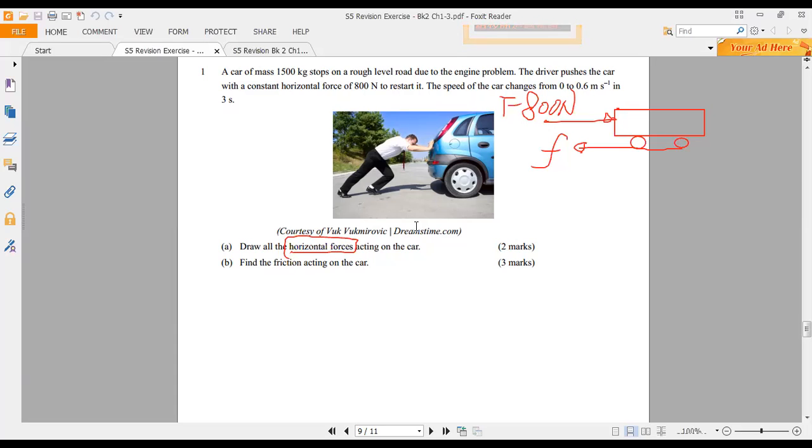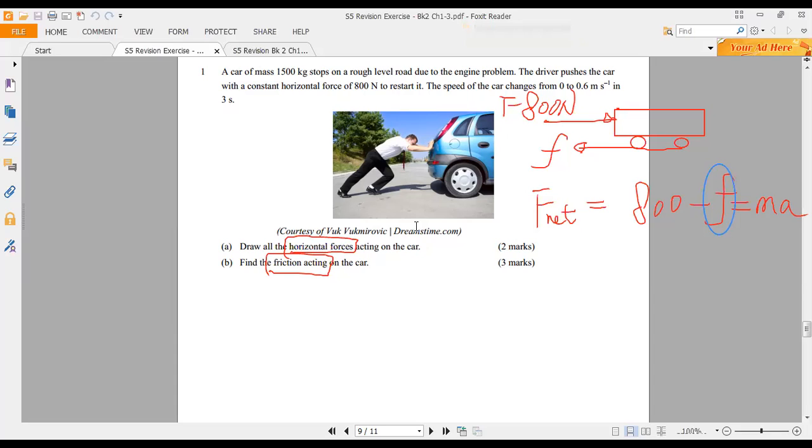And secondly, what you need to do is find the friction, right? So that means you need to write an equation like net force equals forward force minus backward force, which is 800 minus friction equal to MA. So that is the variable you're looking for, this F.